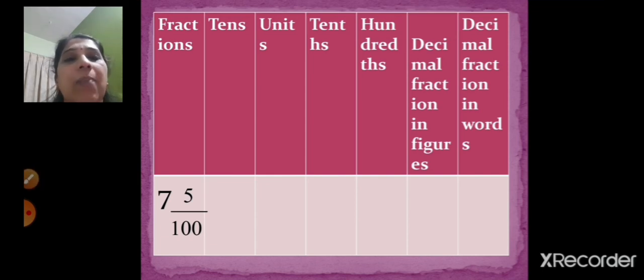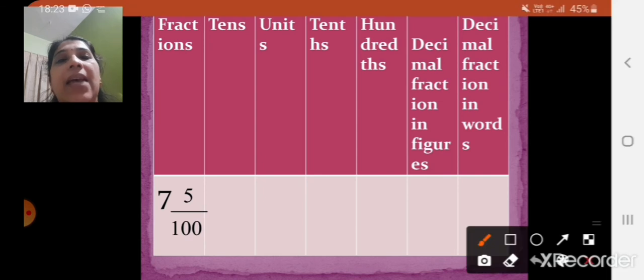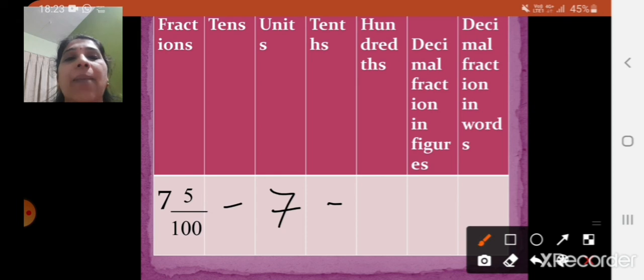7, 5 upon 100. Now again, 7 is a normal whole number. So 7 is in which place? It is in the units place. So I will put a dash in the tens place, and in the units place I will write 7. Now it is 5 upon 100, right? There is no tens place here because 5 upon 10 was in the tens place. Now here it is 5 upon 100, so in the tens place you will put a dash. 5 upon 100 means it is the hundreds place, so you will write 5 in the hundreds place.